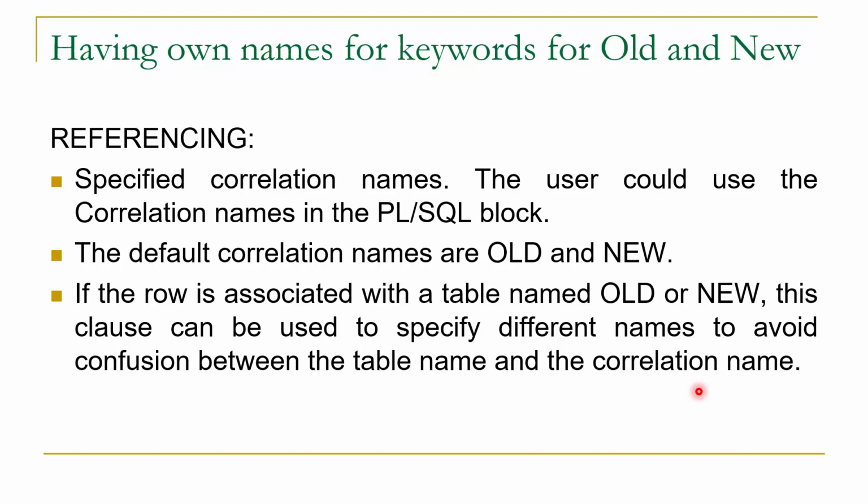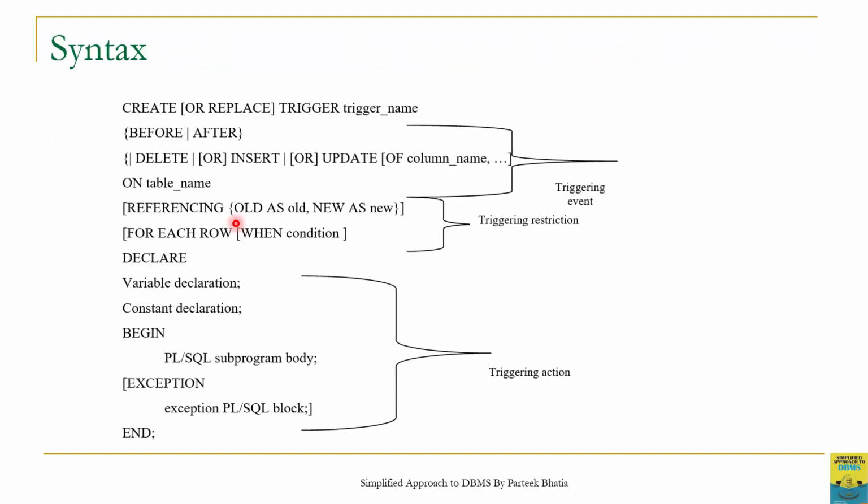So you can understand that when the trigger is associated with the table name old or new, then it becomes a necessity to give our own names to these default correlation names old and new. And in order to give our own names to default correlation names old and new, we have to use this optional referencing part of the trigger.